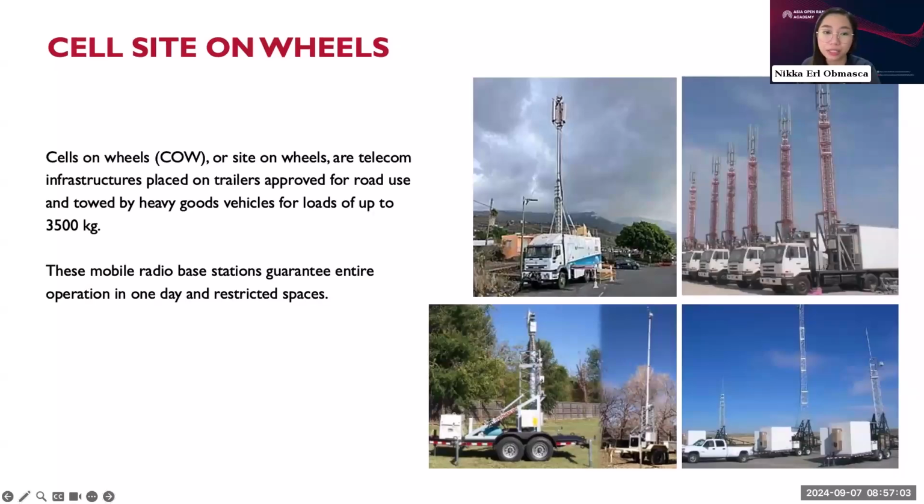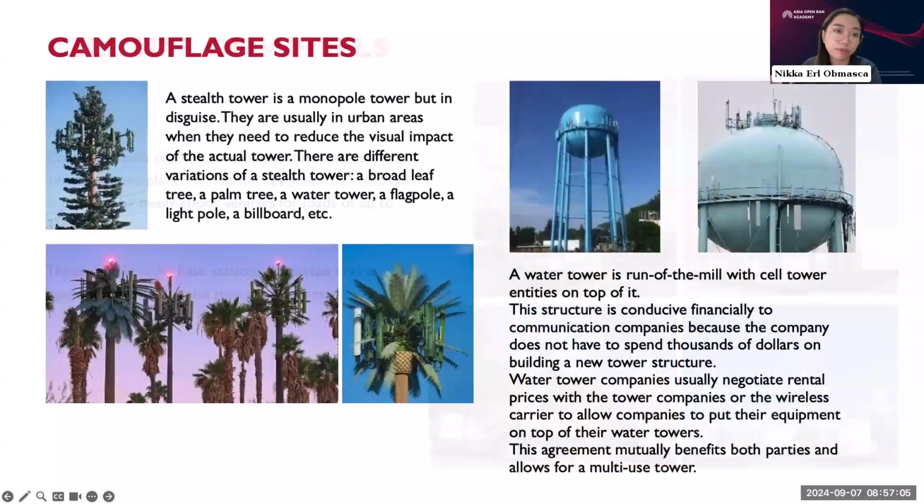Next we have is what we call the camouflage sites. So camouflage from the word itself. So, naka-camouflage yung mga cell sites natin. So, for example here, we have the water tower. So, nakakita na rin ako nito. Nasa biyahe lang din ako. So, this structure is conducive financially to communication company because the company does not have to spend thousands of dollars on building a new tower structure. Siyempre, kinakabit na lang to dun sa mga nag-exist na water tower natin.